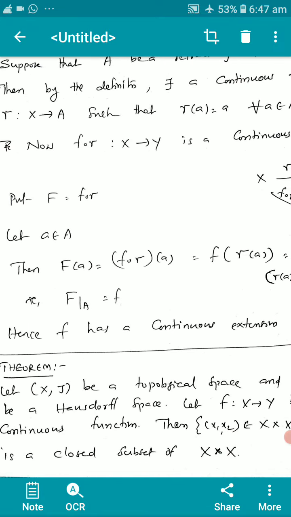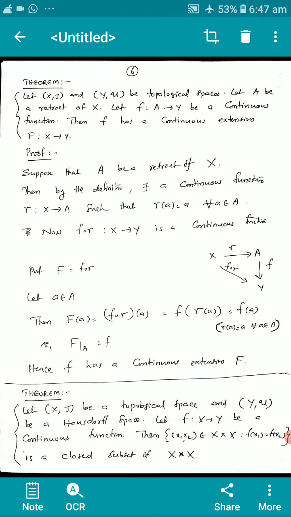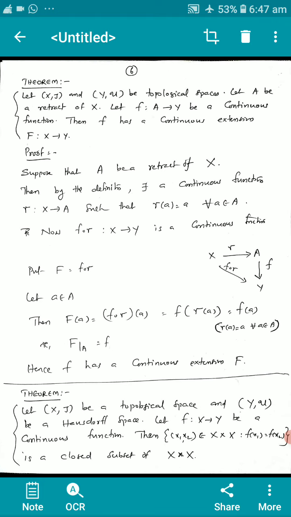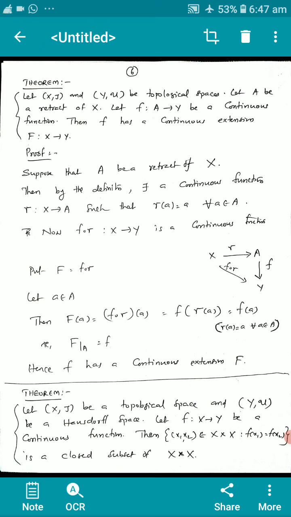That is, capital F restricted to A is nothing but small f only. Hence f has a continuous extension capital F.